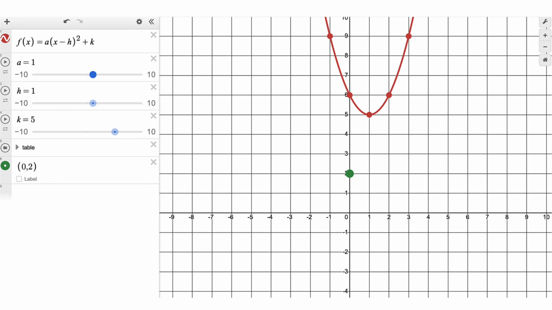We're going to have to solve for what value of a is going to make this parabola go through that point 0, 2. And I can see that if a was -3, it would now pass through that point that I want it to pass through. So we're going to have to algebraically solve for that a value of -3.